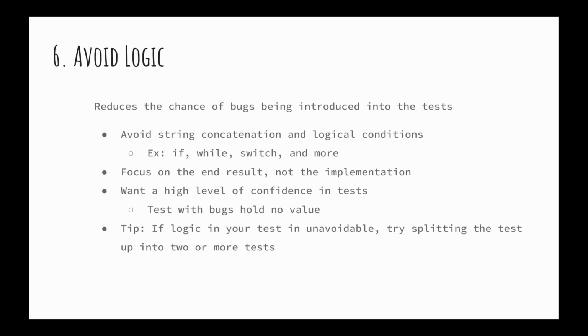And you want to have a high level of confidence in these tests, and tests with implementation have a high risk of including bugs. And tests with bugs are not reliable, and then of course it'll lead to testers maybe avoiding testing and all that. And a tip to avoid logic is that if logic is unavoidable in your test, you want to try splitting the test up into 2 or more tests.